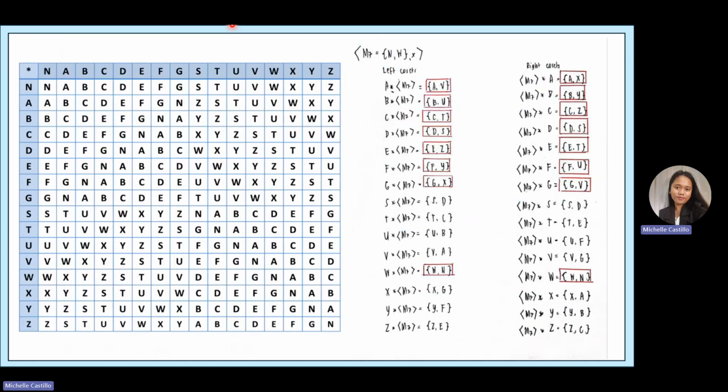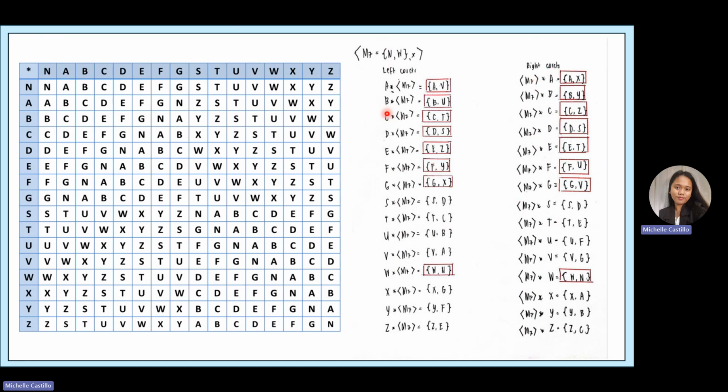Then next we have M sub 7 is equal to the set of n and w under the binary operation star. Again, for the left cosets, to get this, we will operate the elements of the group to the subgroup, while on the right cosets, we will operate the subgroup to the elements of the group.